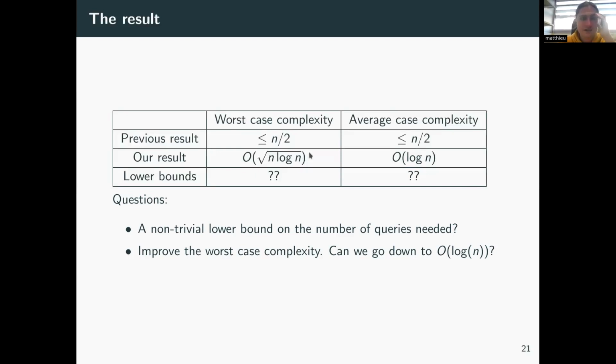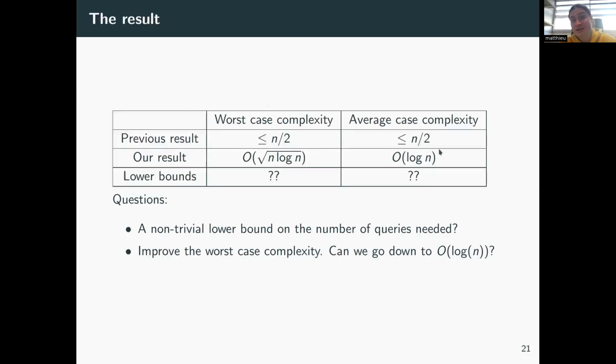The other thing is, it seems that this should not be optimal. The gap between the worst case complexity and the average case complexity is huge, which is really weird. It would be really surprising if this were optimal. So there is probably a lot of margin to improve this one. I don't know how to do it, but there should be a way to do it.